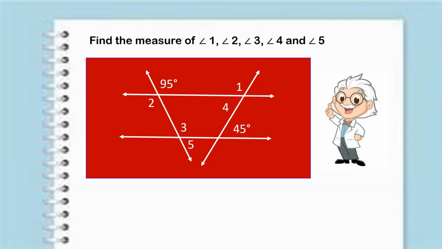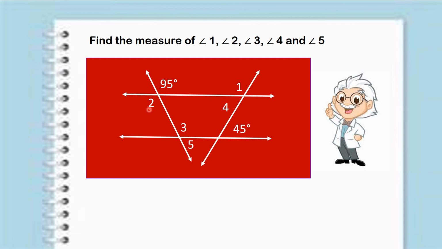Find the measure of angle 1, angle 2, angle 3, angle 4, and angle 5. Given this figure here, we have two parallel lines being cut by two transversals. But don't get confused if you can see more than one transversal, because we can look at each transversal individually. In this transversal, we can see one of the angles is known, which is 95 degrees, and we are going to find the measure of angle 2, angle 3, and angle 5.